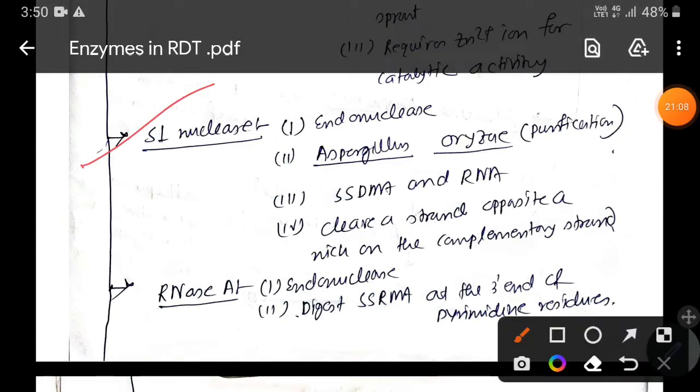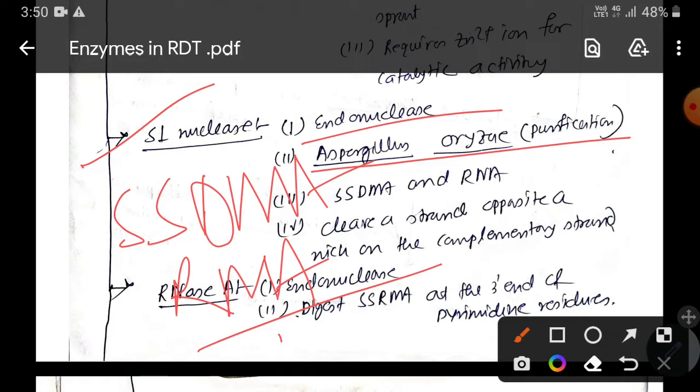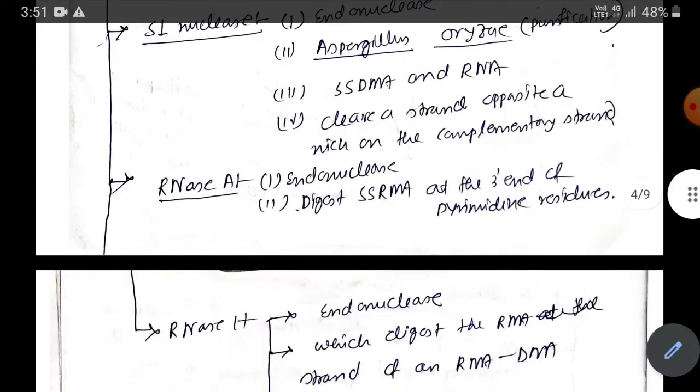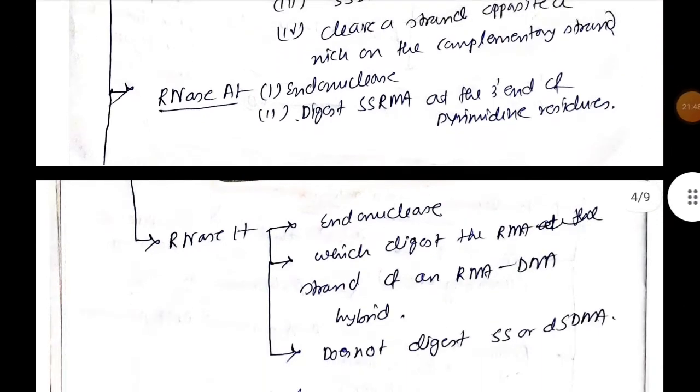So now the next one is S1 nuclease. It is again an endonuclease and it is purified from Aspergillus oryzae, and like mung bean nuclease, it also cuts single stranded DNA and RNA molecules. Along with that it can cleave a strand which has a nick in its complementary strand. So S1 nuclease and mung bean nuclease are quite similar, but S1 nuclease has an additional function: it has the ability to cleave the strand which has a nick on the opposite or complementary strand.